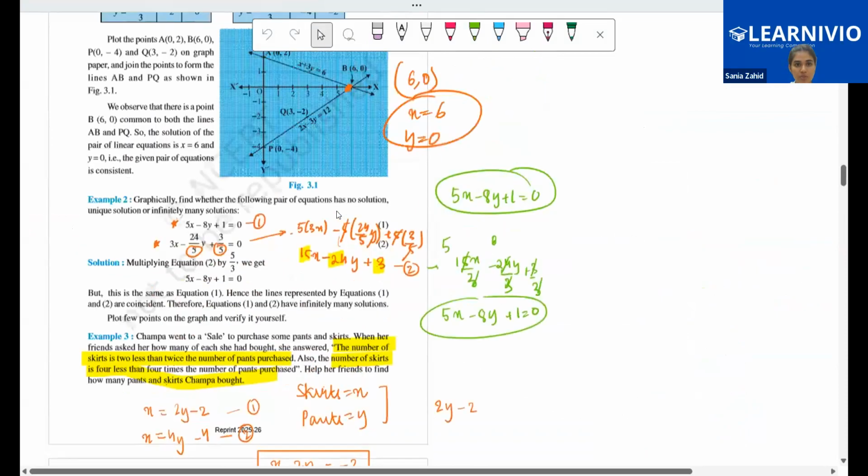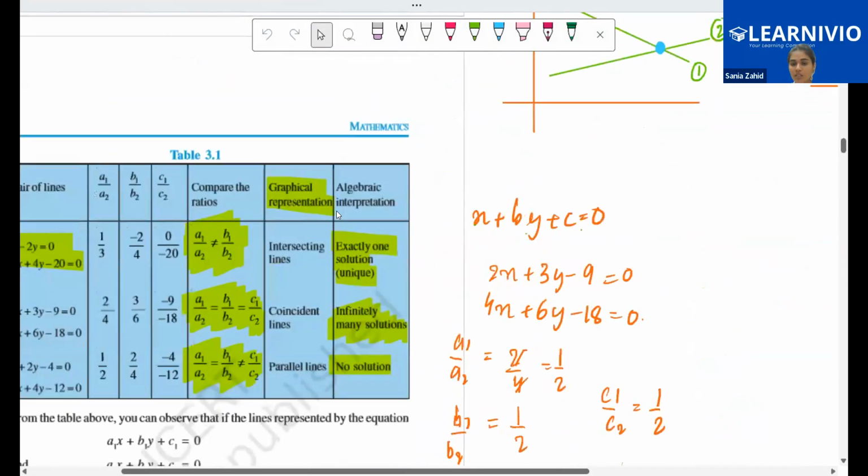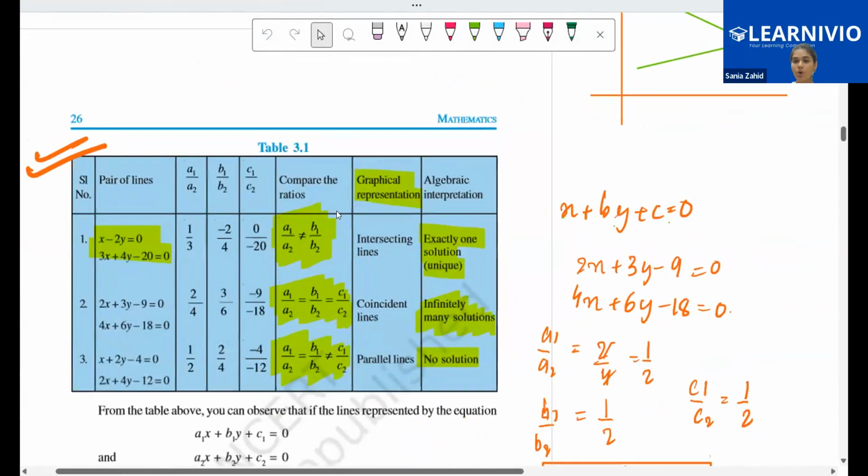So whenever you have a linear equation of two variables, it has a general form of ax plus by plus c, right? Where a is the coefficient of x, b is the coefficient of y, and c is the constant term. What happens if you have two equations and the ratio comes out to be equal, like a1 by a2 is equal to b1 by b2 is equal to c1 by c2? That means the equations are exactly the same equation. So what will happen when you plot the graph? The lines will coincide with one another, right?